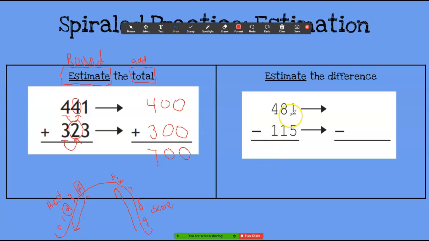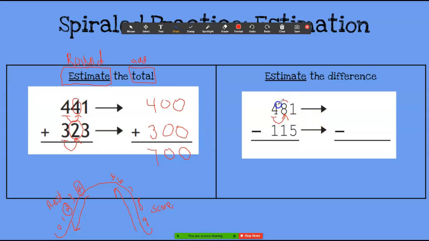Okay, pause the video here. On your paper, I want you to write 481 minus 115. Whenever you have that written down, press play, and we'll go through the steps. Okay, so here again, we still have both digits in the hundreds place, so I know I'm rounding to the hundreds. So I'm going to find my place, go next door.